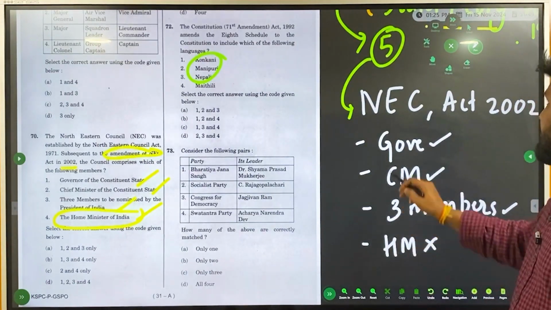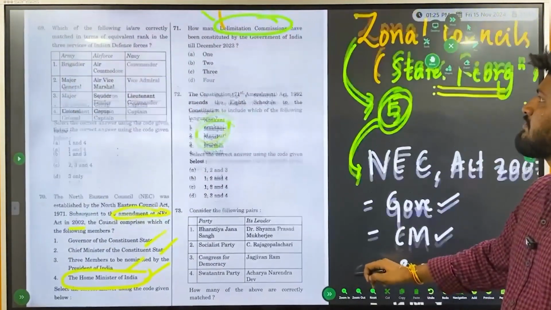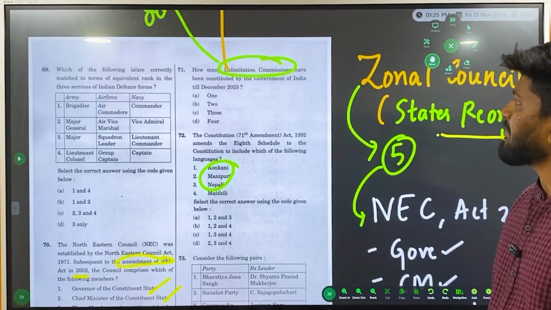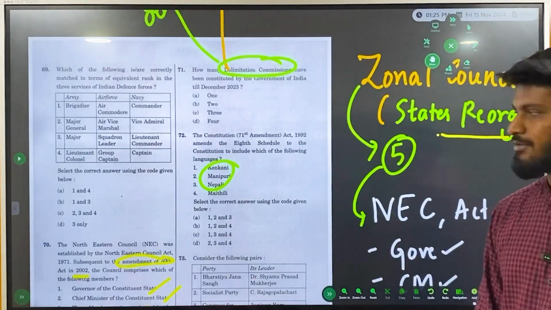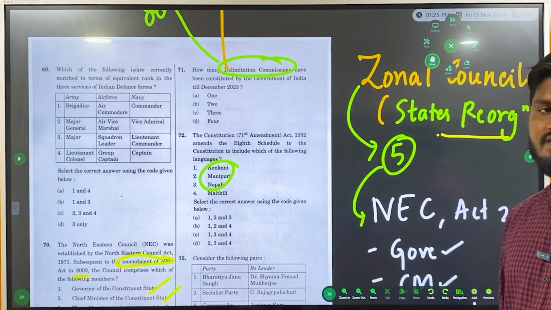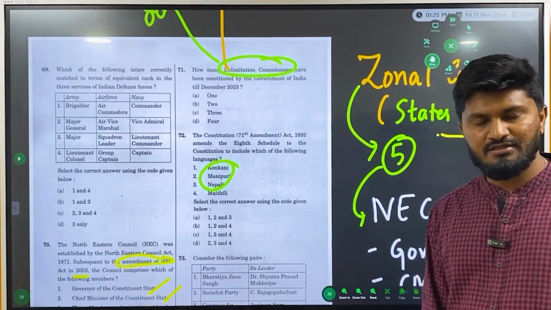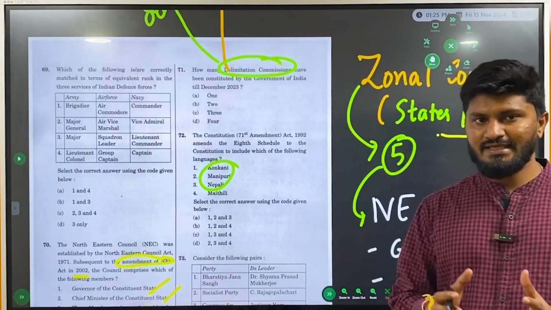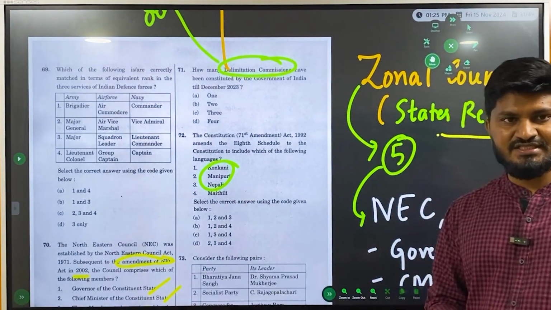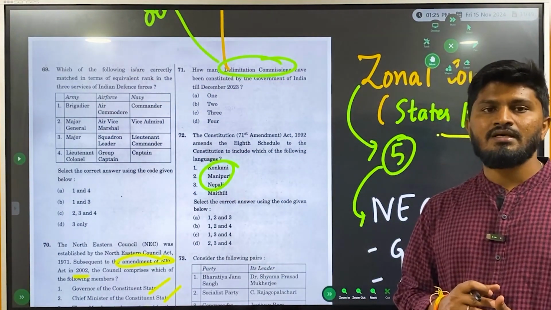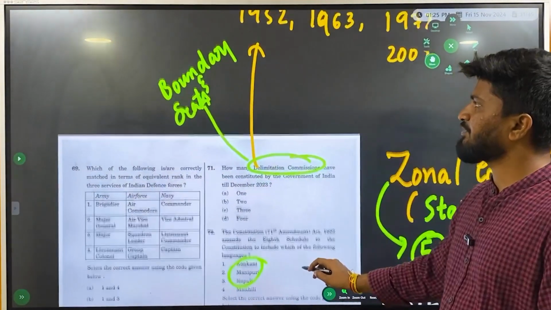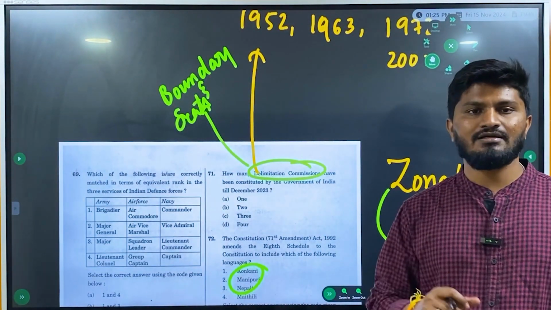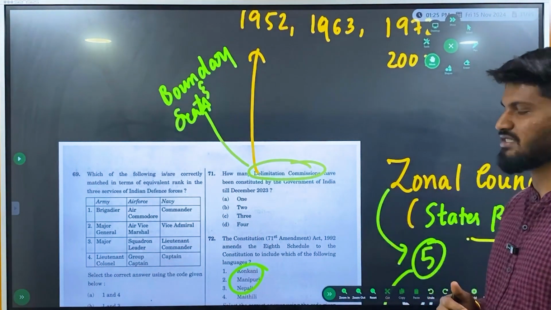Okay, and the next question is, how many delimitation commissions have been constituted by the Government of India till December 2023? A 1, 2, 3, 4. This is a straightforward factual question. What is a delimitation commission? It is a statutory body established by the Delimitation Commission Act. Its function is to reorganize the boundaries and provide the seats. Reorganization of the boundaries of the states and reorganization of the seats provided to the states, that is the function of the Delimitation Commission.